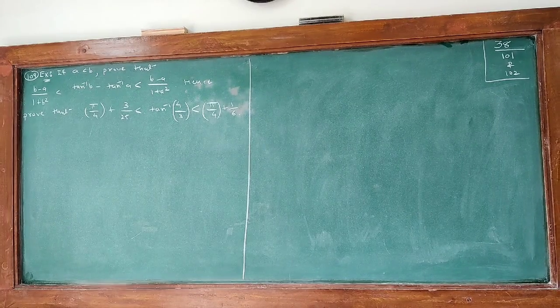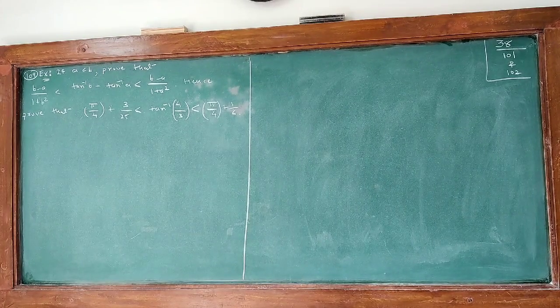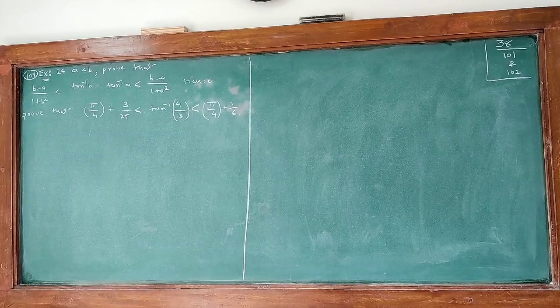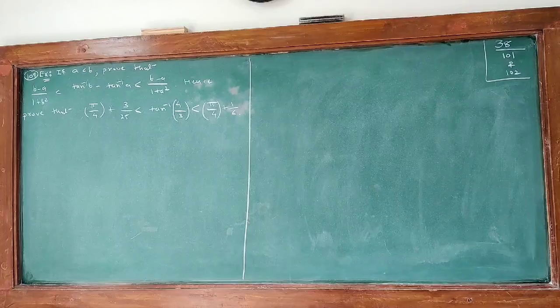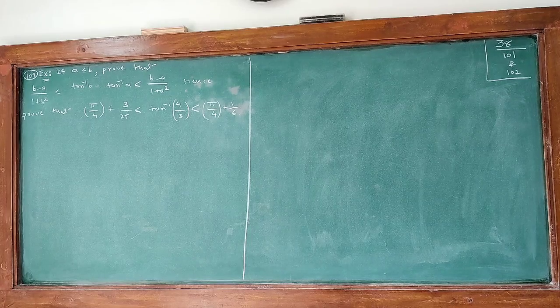One more sum on the board. Read the statement. If A is less than B, then prove that (B minus A) upon (1 plus B square) is less than tan inverse B minus tan inverse A, which is less than (B minus A) upon (1 plus A square). Hence prove that pi by 4 plus 3 by 25 is less than tan inverse 4 by 3, which is less than pi by 4 plus 1 by 6.